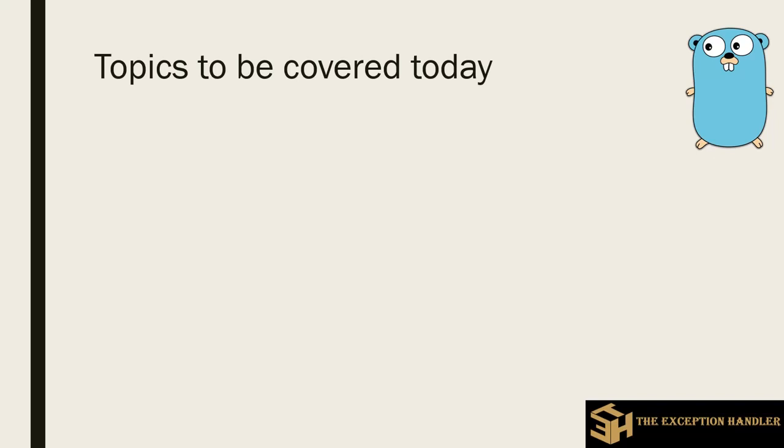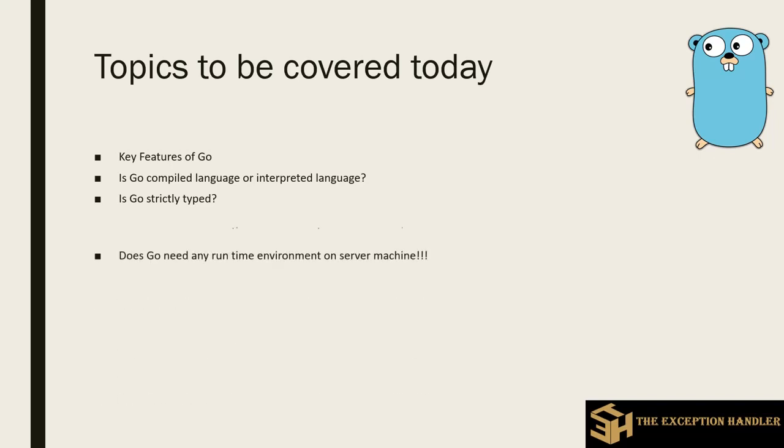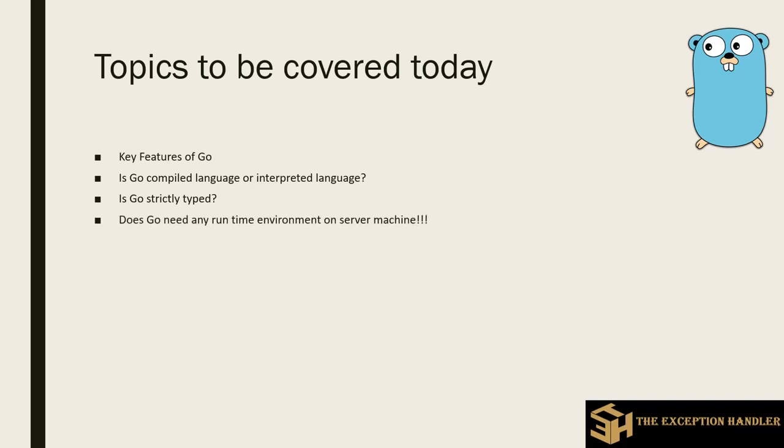So now let's see what topics we'll be covering today in this video. The first topic that we'll be taking up is key features of Go. The next topic is: is Go a compiled or an interpreted language? Then we'll be checking if Go is a strictly typed language or not. Does Go need any type of runtime environment installed on the server machine? Is Go an object-oriented language or not? What features of OOPS does Go not support? Now that's a tricky question and an important one as well.